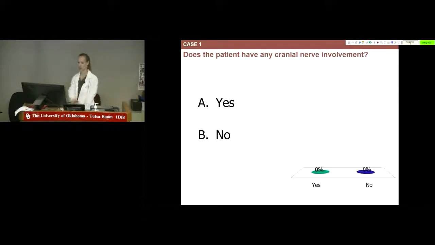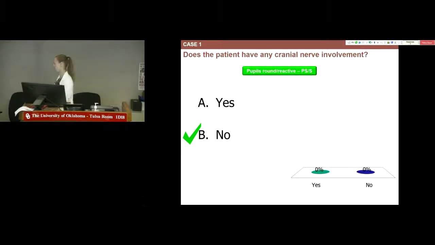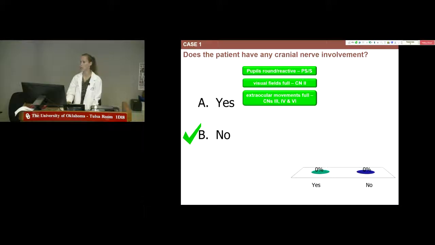Okay, so no, he does not. However, we'll talk about a possibility why he might, okay? So first of all, pupils round reactive tells you our parasympathetic and sympathetic is okay. Visual field's full, cranial nerve 2 is okay. Extraocular movements full, 3, 4, and 6. Facial sensation intact, 5 is okay.